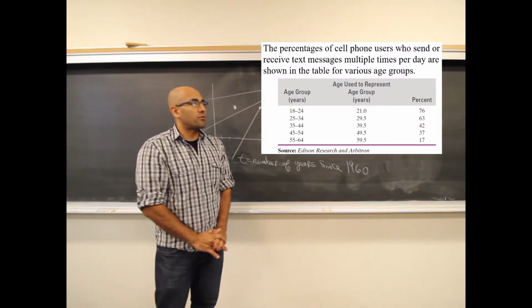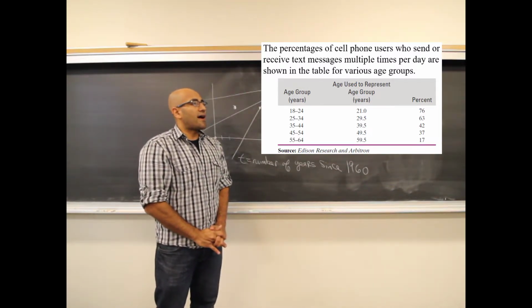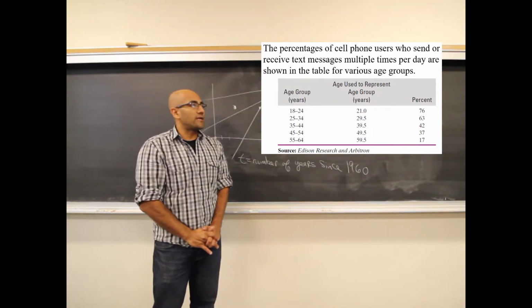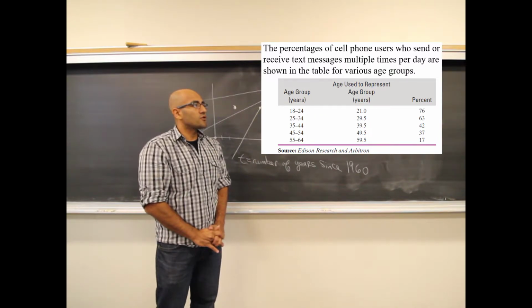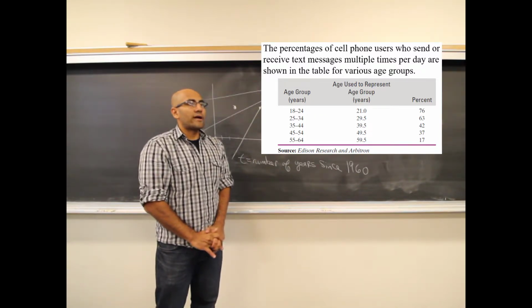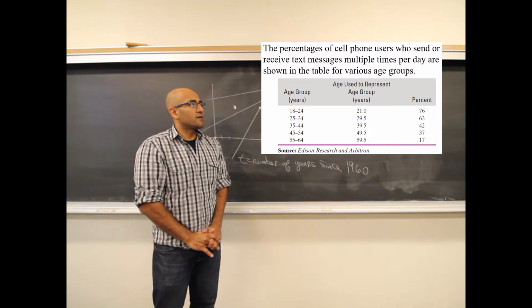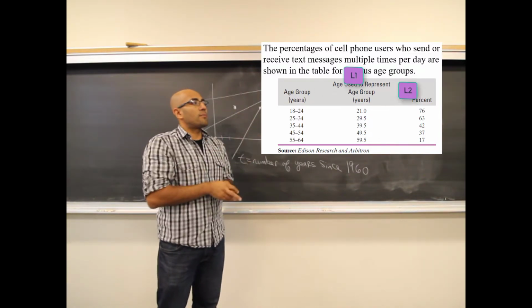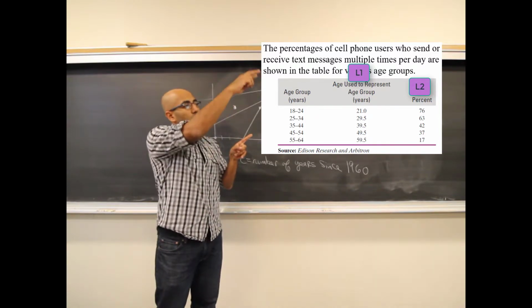29.5, 63, 39.5, 42. Okay, so we can use those values to create a table, right? Why don't we do that with our calculators real quick? So go back to your calculators. List 1, we're going to put in those values. List 2, we're going to put in the other values.